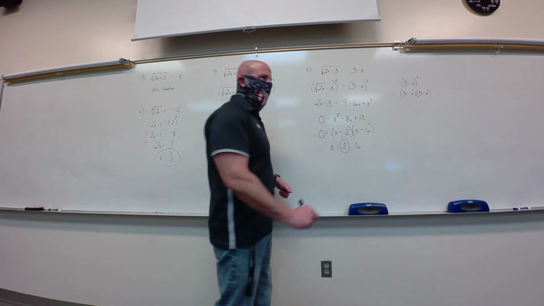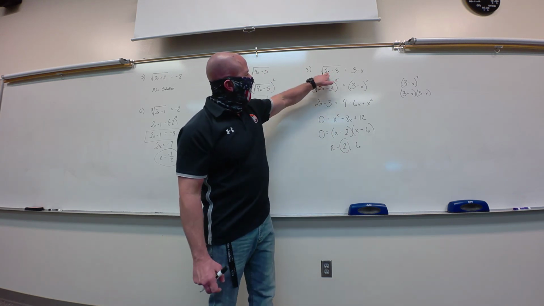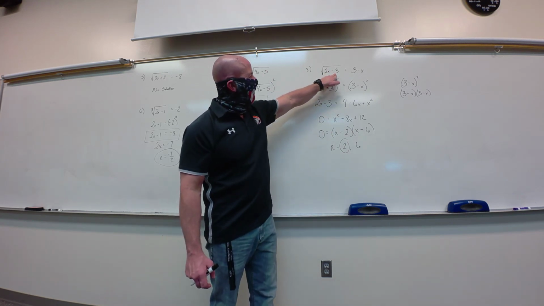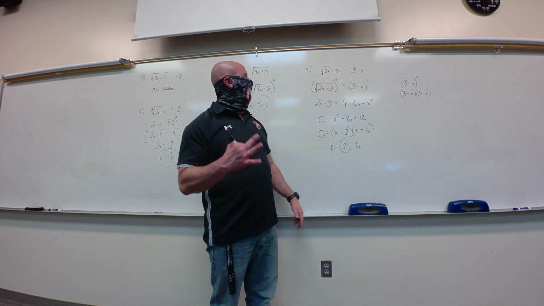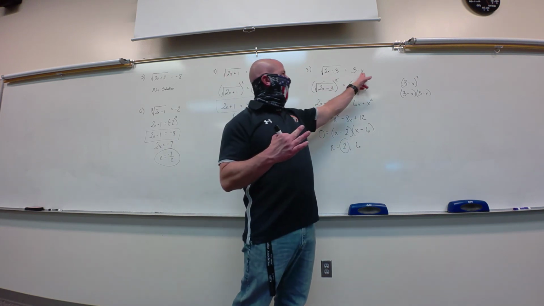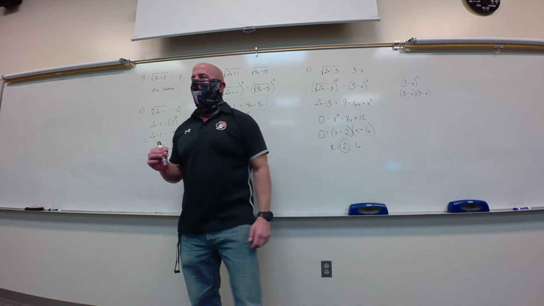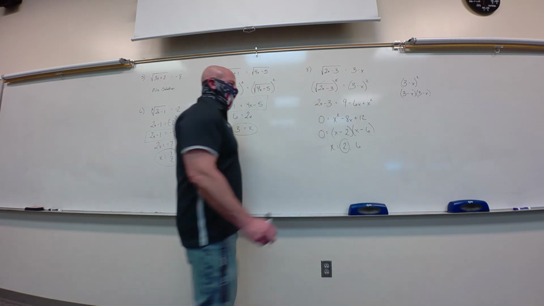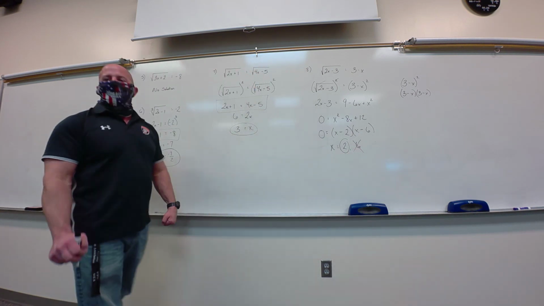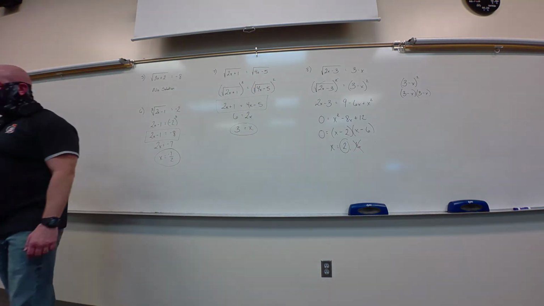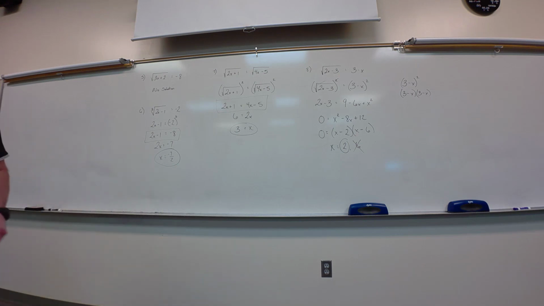Let's check 6. 6 times 2 is 12. Minus 3 is 9. Square root of 9 is 3. But 3 minus 6 is not 3. 3 minus 6 is negative 3. 6 doesn't work. Give me just that 2. I can still check them back into that original equation there. Everybody okay there?